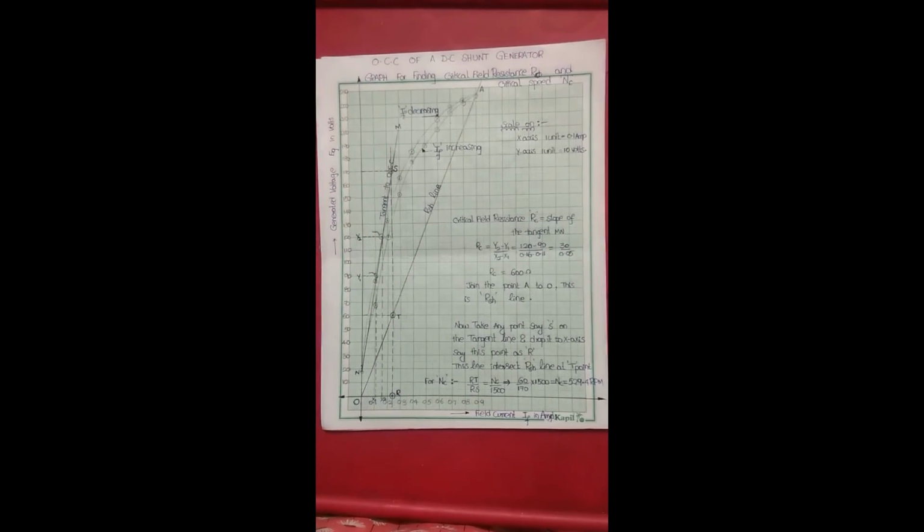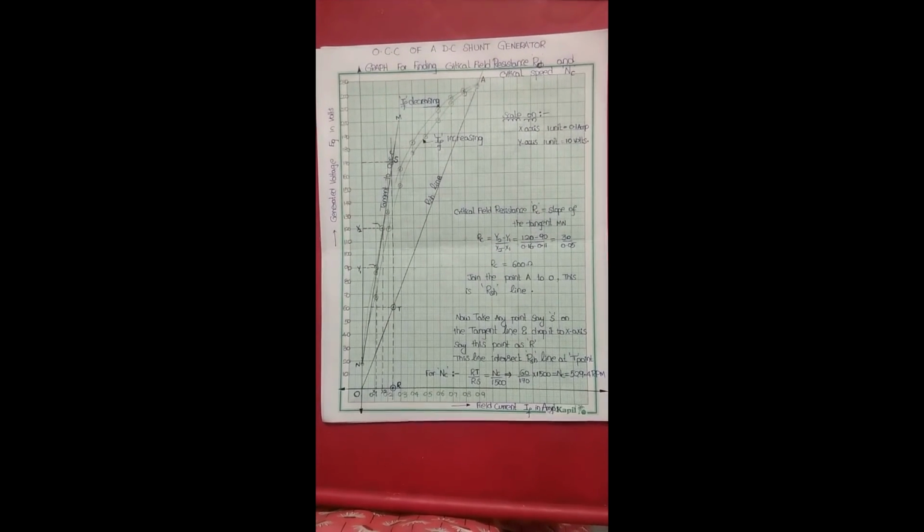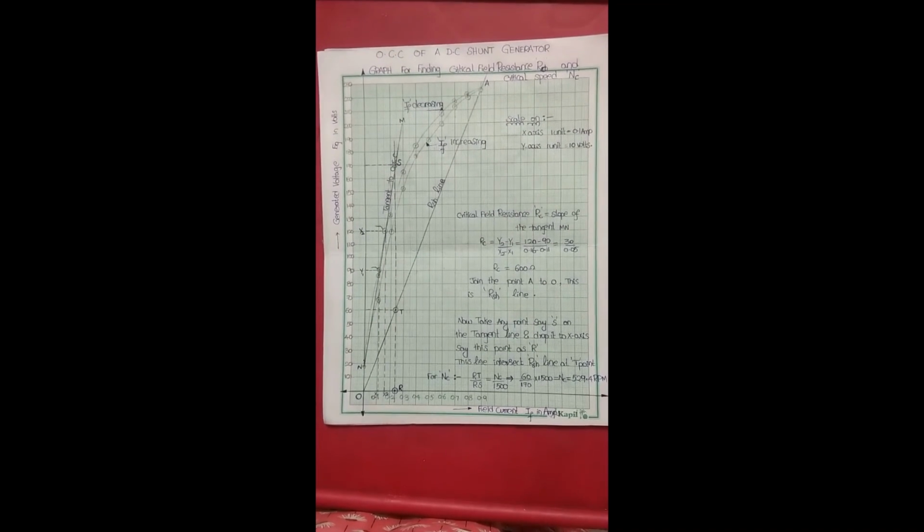Finally, after conducting the experiment on the magnetization characteristic curve, also called the open circuit characteristic curve, for the DC shunt generator, we obtained the critical field resistance RC as 600 ohms and the critical speed as 529.4 rpm.